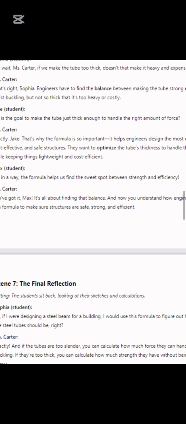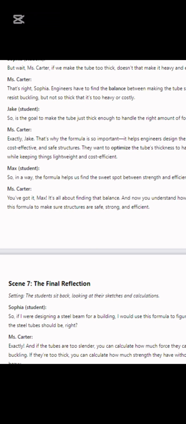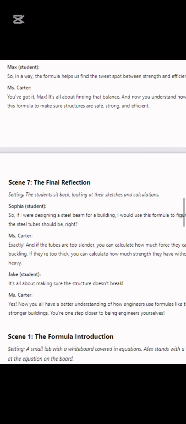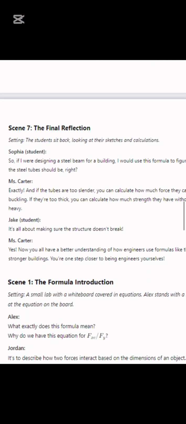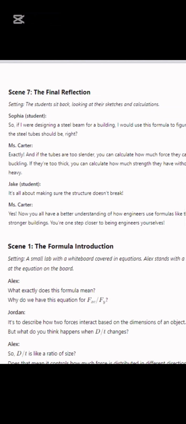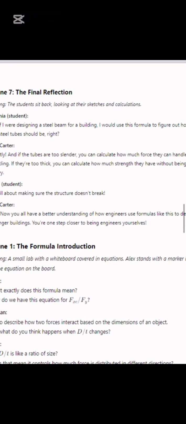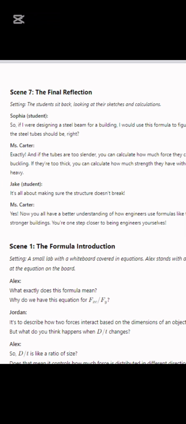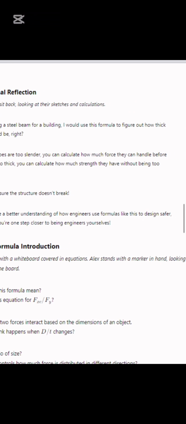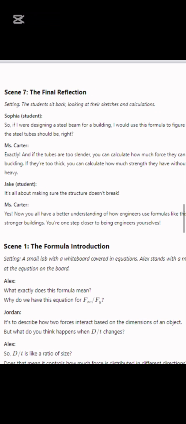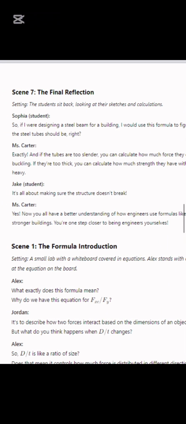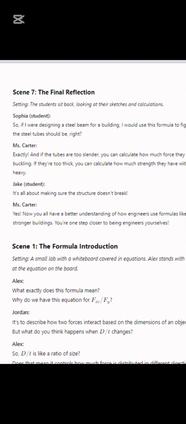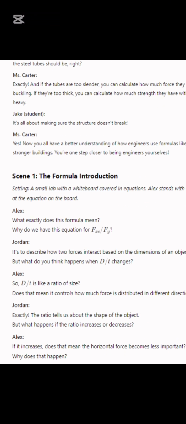And now you understand how engineers use this formula to make structures safe, strong, and efficient. So if I were designing a steel beam for a building, I would use this formula to figure out how thick the steel tubes should be, right? Exactly. And if the tubes are too slender, you can calculate how much force they can handle before buckling. If they are too thick, you can calculate how much strength they have without being too heavy. It's all about making sure the structure is safe.